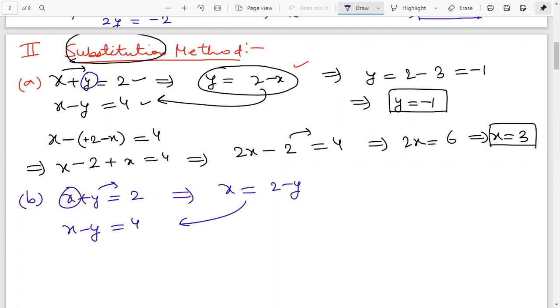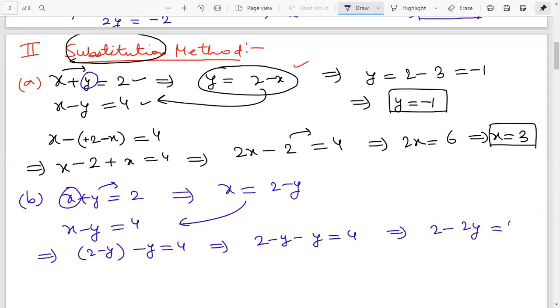So we had x minus y equal to 4. So x will be 2 minus y. Substituting, 2 minus y equal to 4. We'll open the bracket: 2 minus 2y equal to 4.